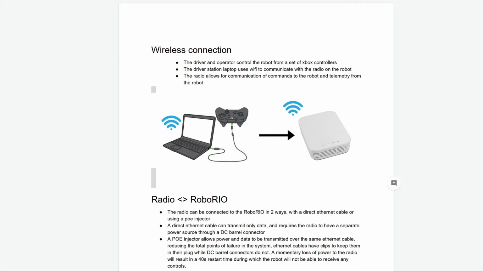Hello, I'm Jack Forbes, and today I'm going to be going over control systems. I'm going to start with the wireless connection from the driver station laptop to the robot.